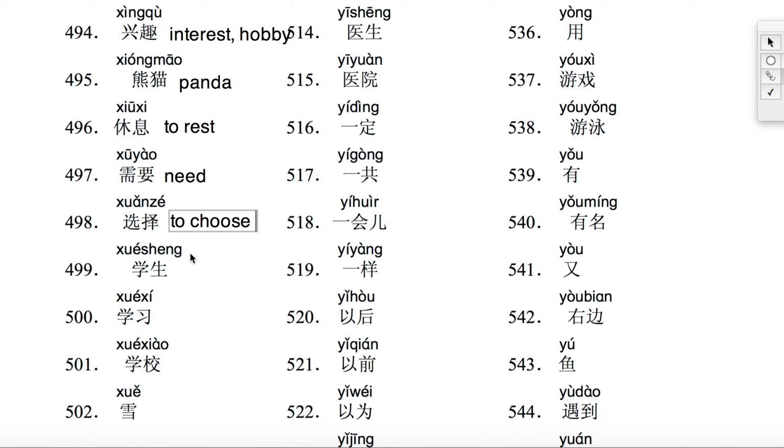499. 学生. 学生 means student. 学 means to study, and 生 can mean student, by the way, as a noun. Student. 500. 学习. This one is easy. To study. 学 means to study. And then 习 also means to study.